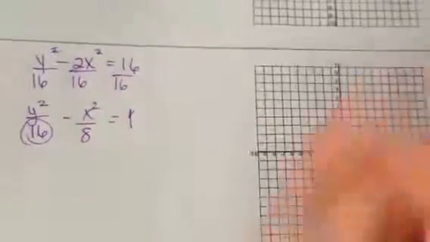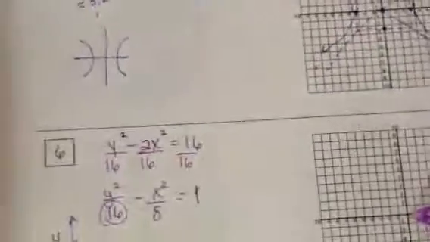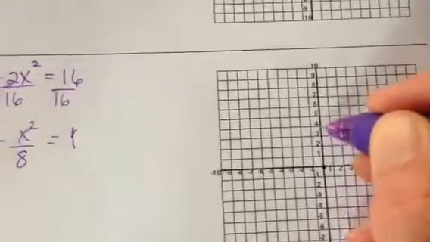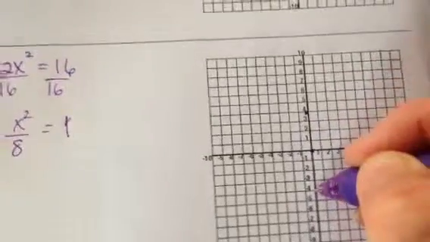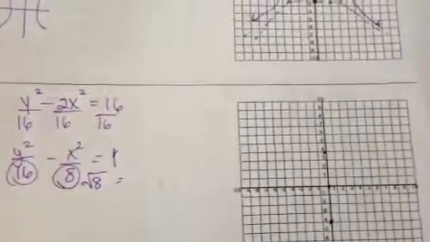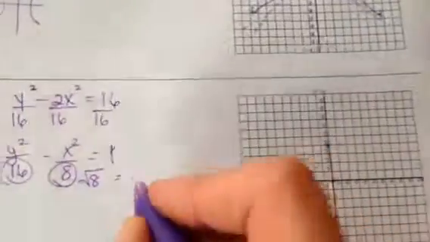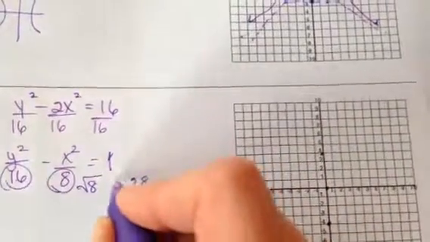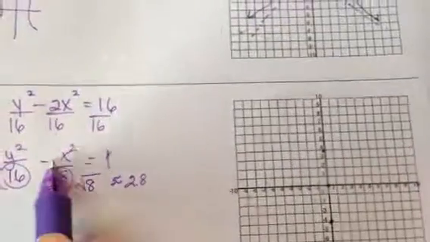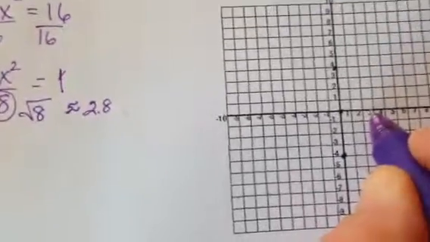Okay? So from your center, I said I was going to do number 5 and I got distracted. You're going to go up 4, and you're going to go down 4. Now, under your x is an 8, so take the square root of 8, which is about 2.8. I'm going to put here, it's about 2.8. x goes back and forth, so you're going to go back and forth about 2.8, which is almost 3.